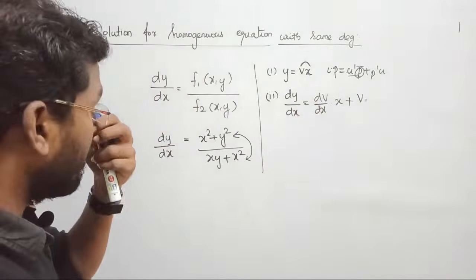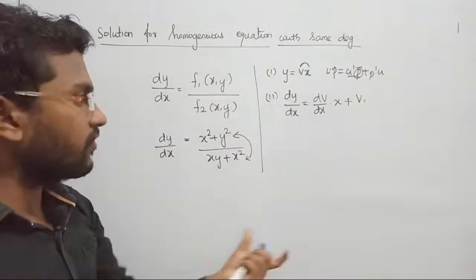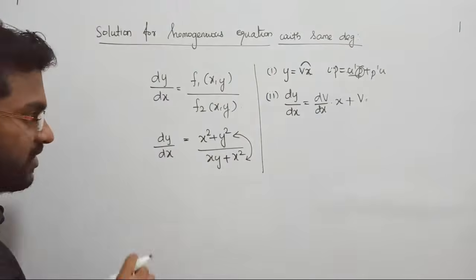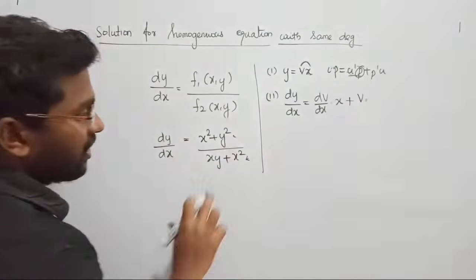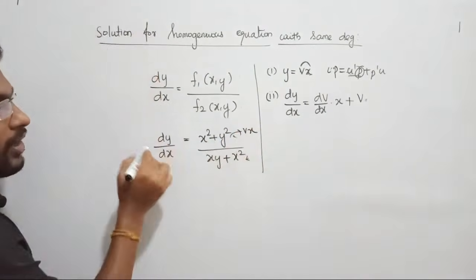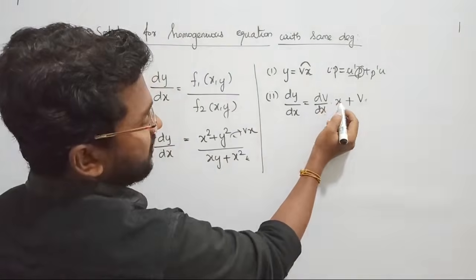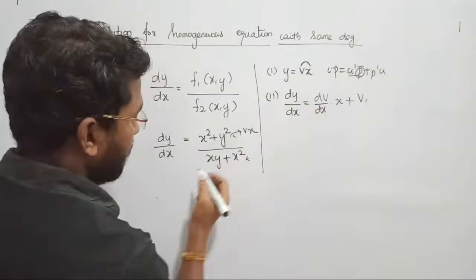Whenever you are looking for the solution of a homogeneous equation with the same degree, you shall proceed with this type of procedure. So in this procedure, step number 1, we have to do two things: in the given original equation, replace y by v into x, and replace dy by dx by dv by dx into x plus v. Clear? Let's see the procedure. Now let us try. Substitute.